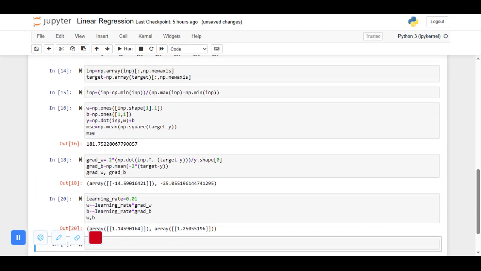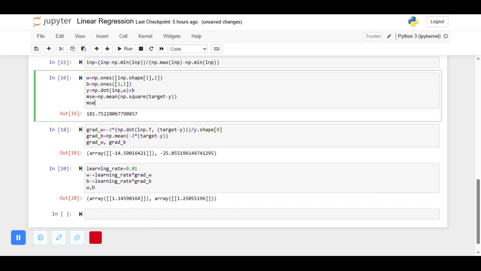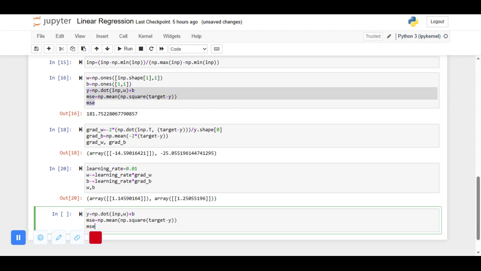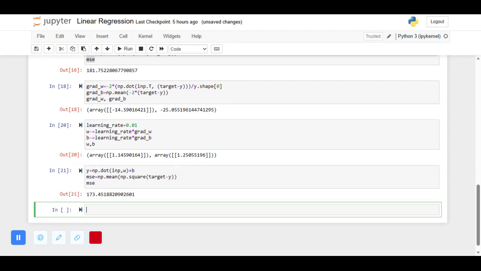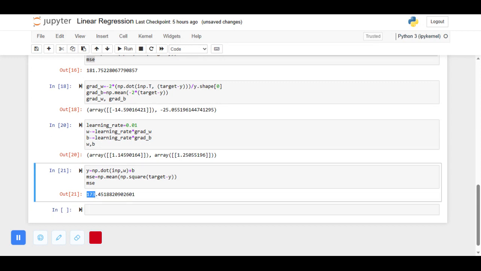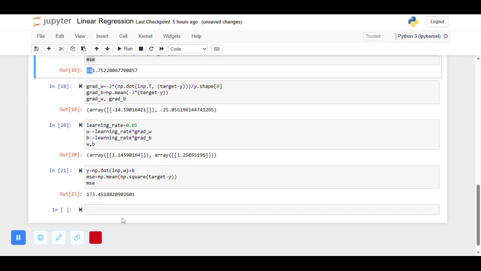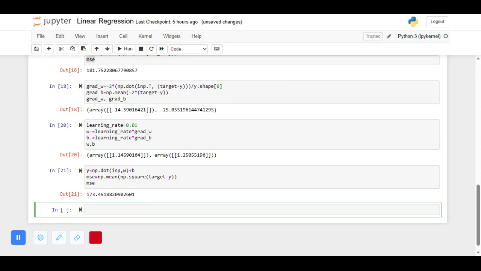Now again, let's predict our value and calculate the MSE. We will take these values and see how much the MSE has changed. You can see that our new MSE value is 173, while the previous value was 181, so it has decreased by 8 units.